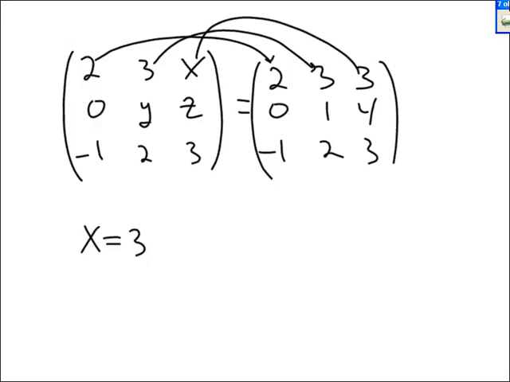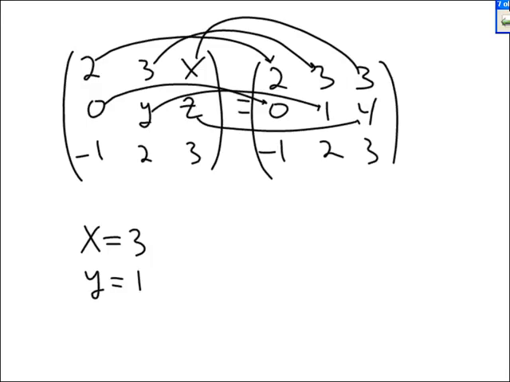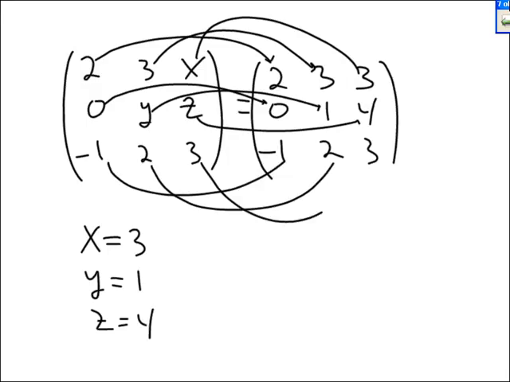The instructions are to find x, y, and z. Those have to be equal, and they are. These have to be equal, and that means that y must be 1. And these two have to be equal. z must be 4. The negative 1's match, the 2 matches, and so does the 3. So here is your simple answer.